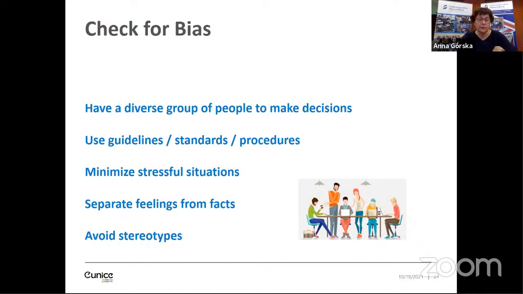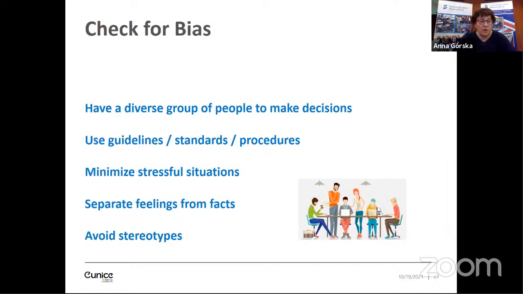We can also try to minimize stressful situations, because basically when you are stressed, you try to rely more on automatic thinking, and this very often leads to biased decisions. So if you know that, for example, the chances are that a certain situation will be very stressful, take a break, refocus on what you are going to do.